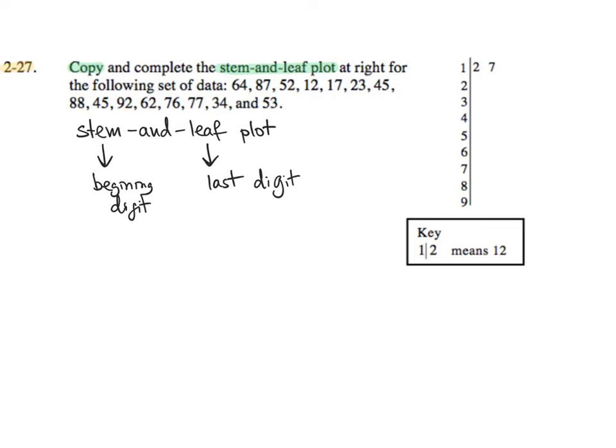So if we're looking at the key, how did they split 12? The 1 is on the left side of this line that they created, and 2 is on the right side. So 1 belongs to the stem and 2 belongs to the leaf.